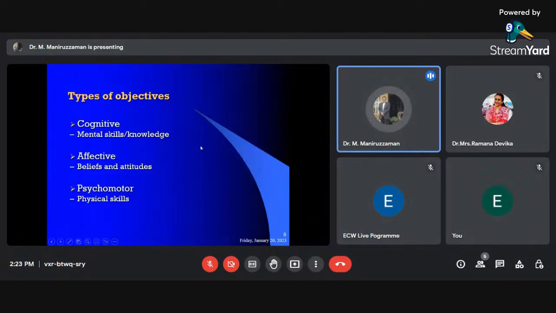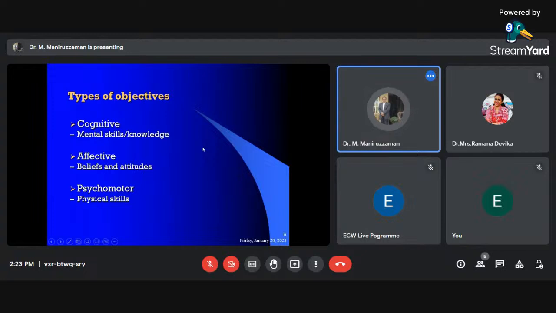And objectives can be of three types. Number one, cognitive skills, including mental skills or knowledge. Number two, affective objectives or skills, including a person's, students' beliefs, attitudes, views, opinions. And number three, psychomotor skills or objectives, including physical skills.